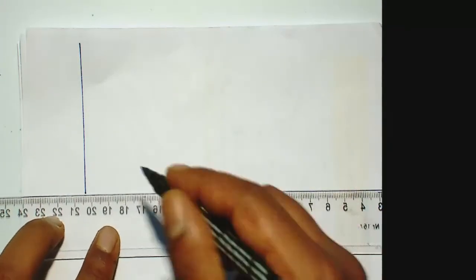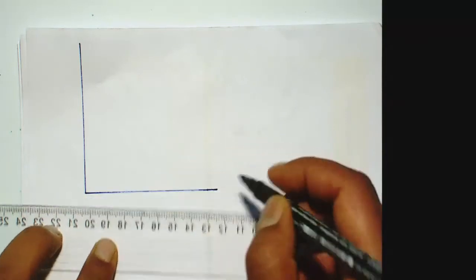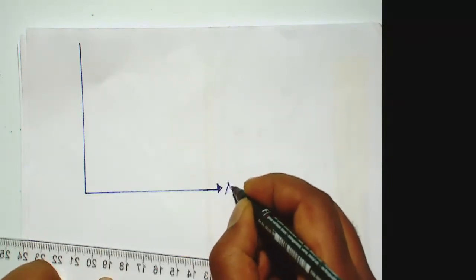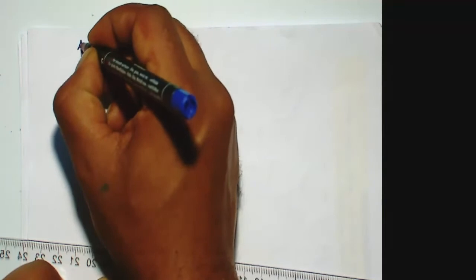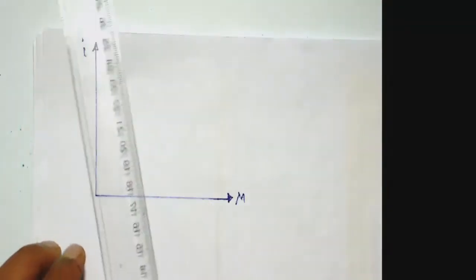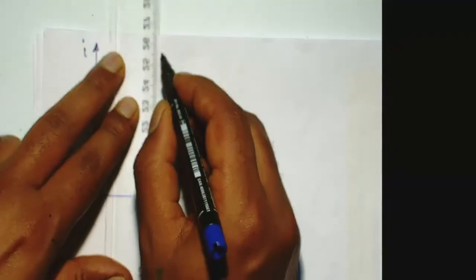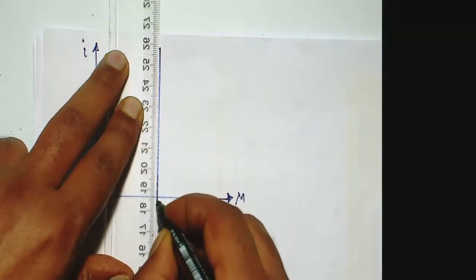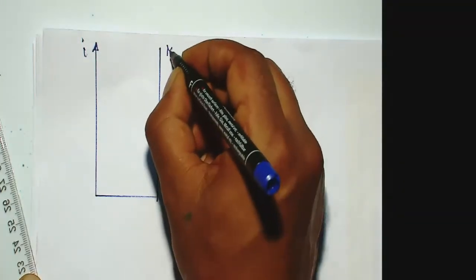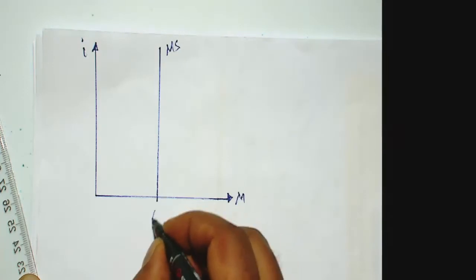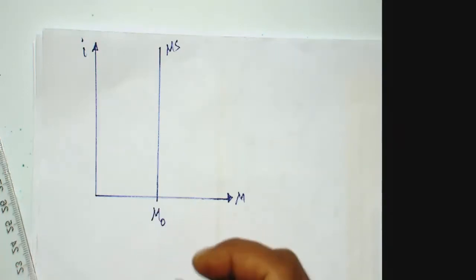Here again, we would basically construct the money market equilibrium graphically. So we would have the interest rate on our y-axis and the stock of money on the x-axis. We would put our levels as usual. Our money supply in this case is a horizontal line indicated by MS, and at this point we have the stock of money to be M0.